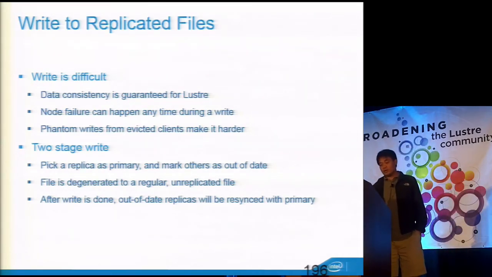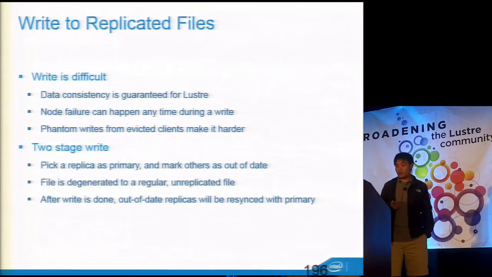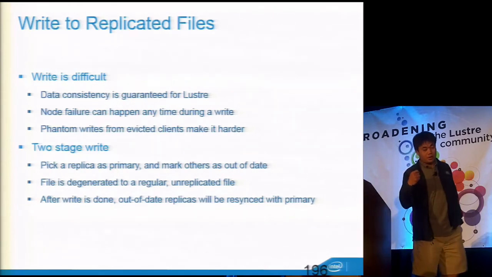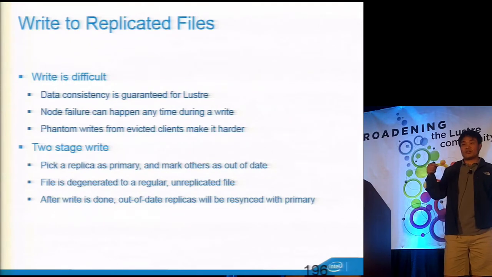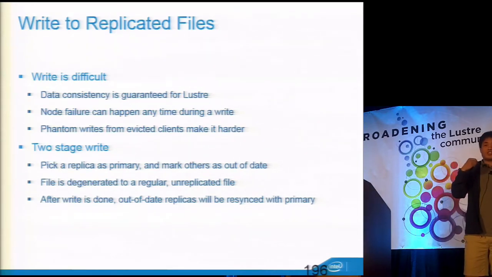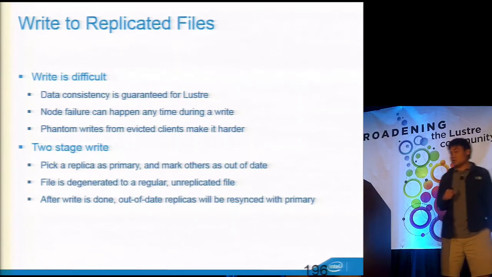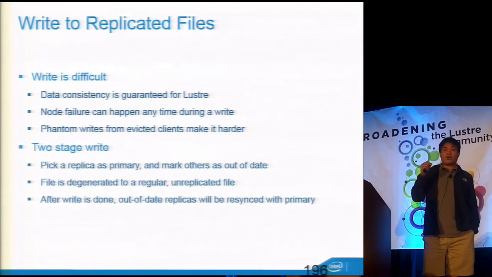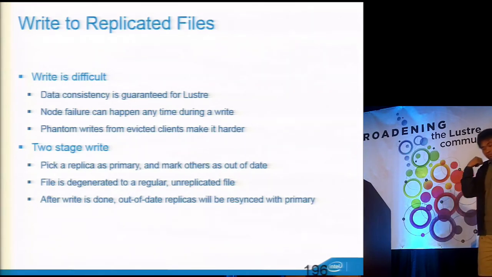Okay, so the two-stage write. We came up with a two-stage write for replication. So basically, we're going to pick a replica as the primary for write, and then we're going to mark the others as invalid. So during this time, the replicated file is degenerated to a regular file, right? So we don't have to maintain exactly the same copy of data all the time. And after the write is done, we're going to initiate an asynchronous data copy from the primary replica to the stale replicas, and then we can bring the stale replicas to be valid again.